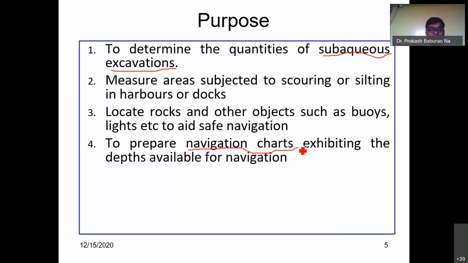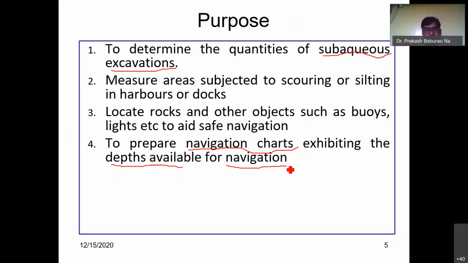To prepare, just like I'm telling you, you heard the word topographical map. In the same way for the water bodies, you prepare the navigational chart. This navigational chart is helpful to acquire the information related to the water bodies in terms of the depth, how much depth is available for navigation purposes or for other purposes. Yes, you are getting the entire information because of this hydrographic survey.